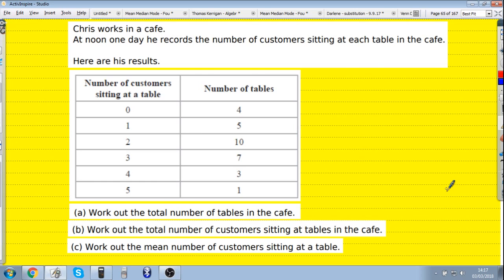So for A, do I need to add up the number of tables? Total number of tables, yeah. So 4 plus 5 plus 10 plus 7 plus 3 plus 1. You can try to make tens. 10 plus 7 plus 3, which is 20, and then plus 5 plus 4 plus 1, which is another 10. So that's 30.